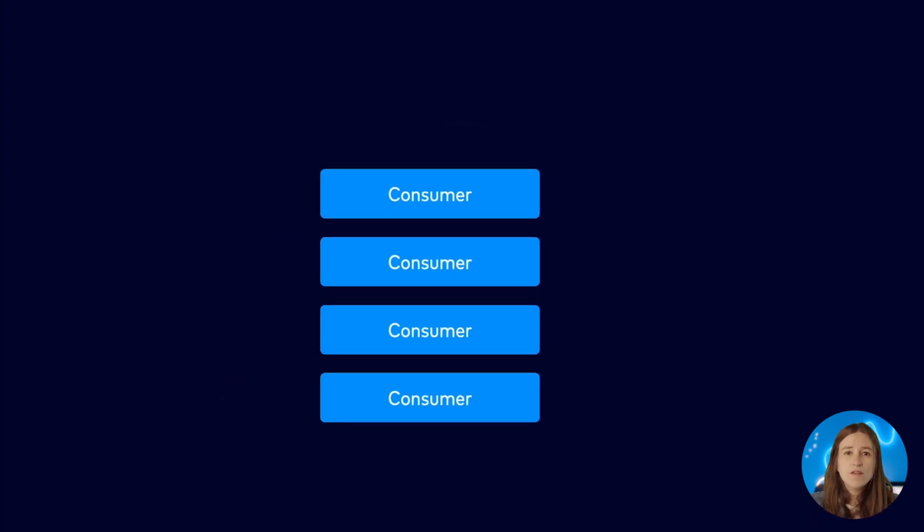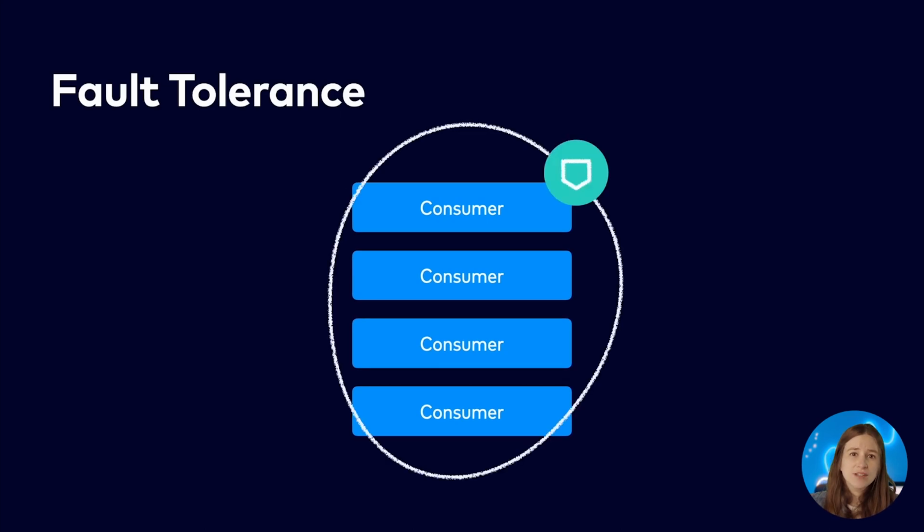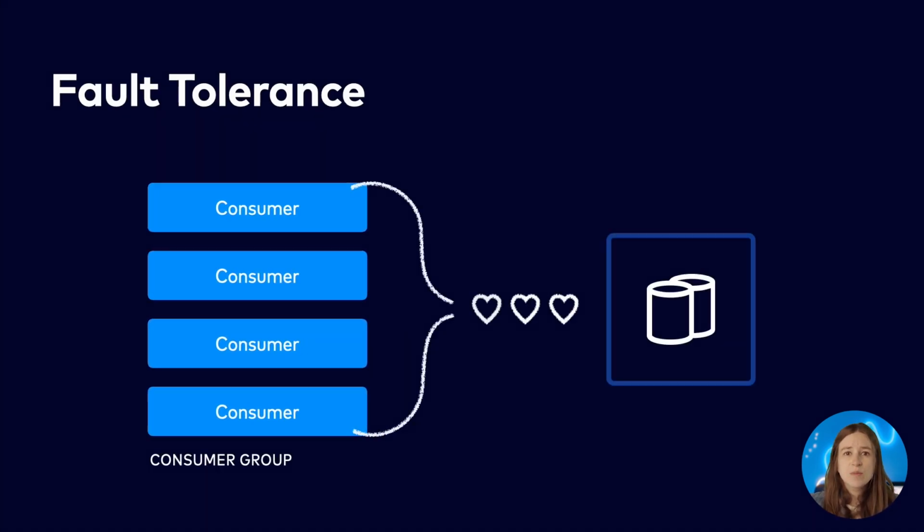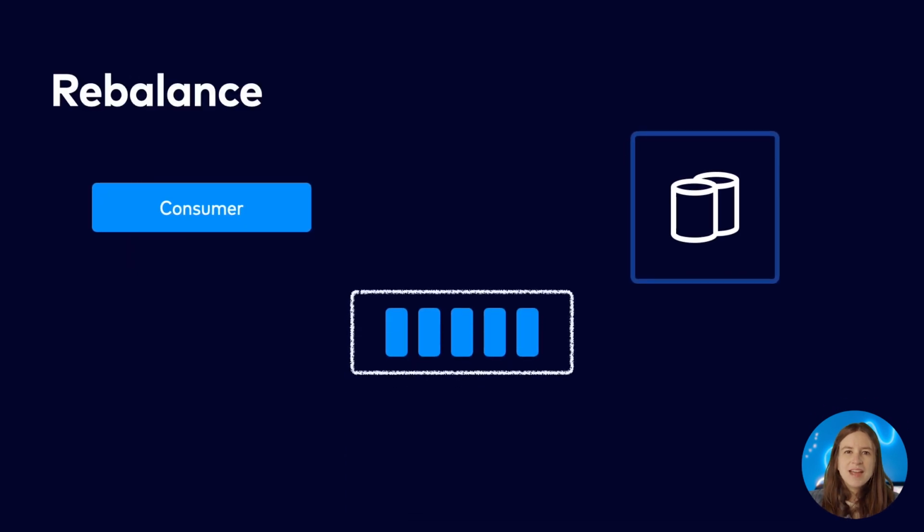Now, what's the role of consumer group IDs in fault tolerance? Each consumer in the group sends heartbeat requests to the brokers at a set interval. If a consumer does not send heartbeat requests in time, the consumer is removed from the group and a rebalance is triggered. How does a group ID play into rebalancing?